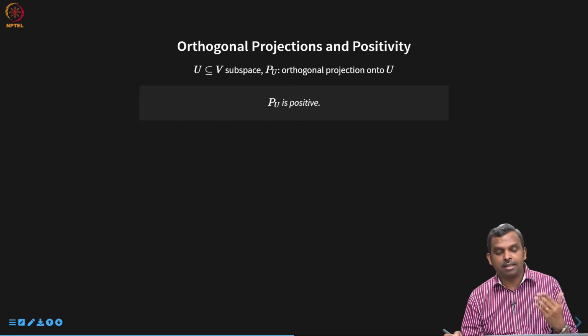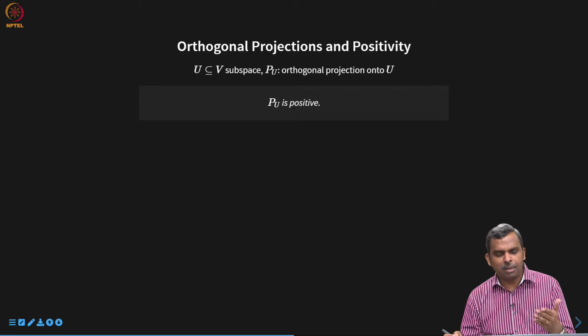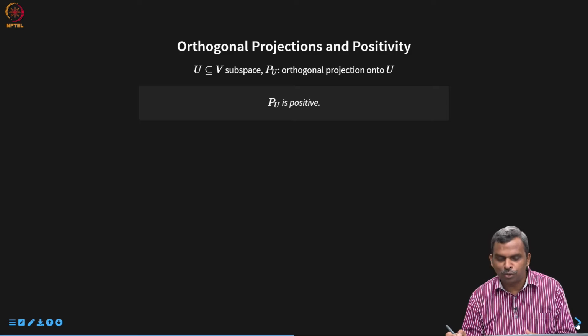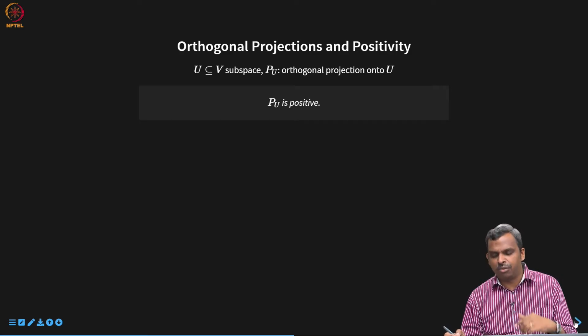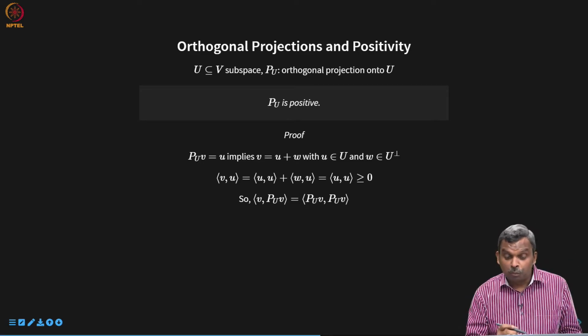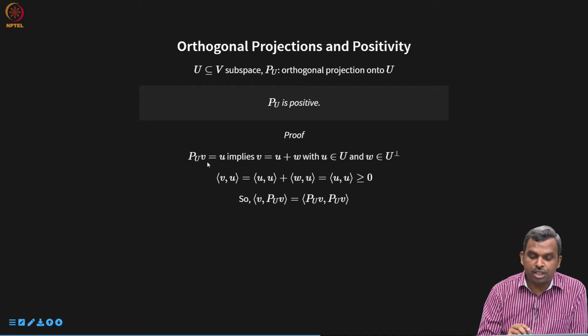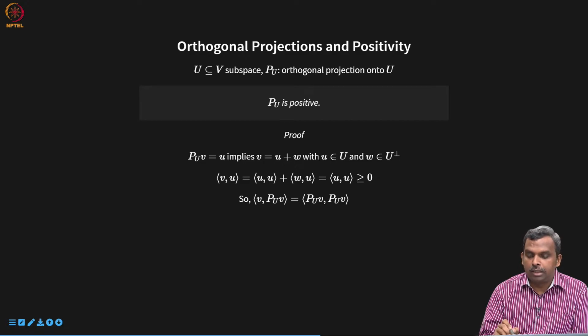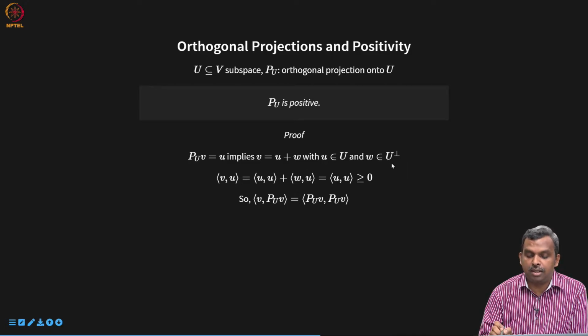Okay, so that's a very interesting result, and one can prove it using just the definition. It's not very hard. So I'm going to write down the proof for this separately, and later we'll classify more things. Okay, so here's the proof. So what is the orthogonal projection? Supposing I say the orthogonal projection of v is u, then I know v can be written as u plus w, where u belongs to the subspace U and w belongs to the subspace U perp, right? So this is the definition of orthogonal projection, isn't it?